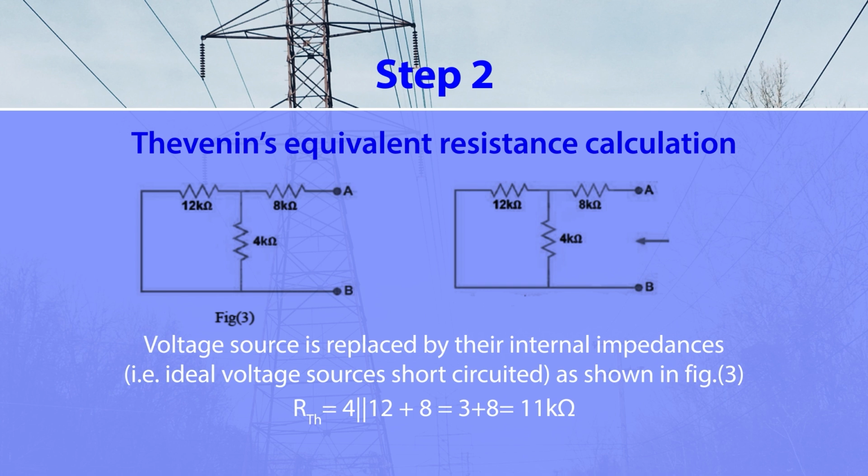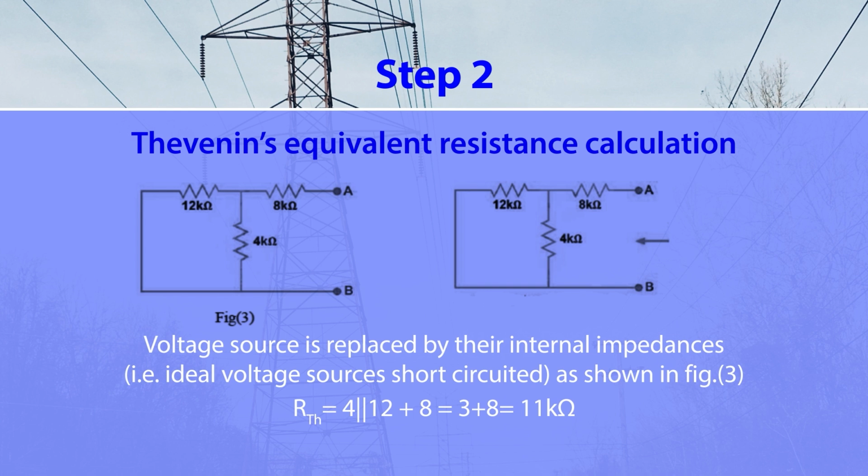So voltage source is replaced by their internal impedance, or you can say resistance, because we are talking about the DC circuit. So RTH can be calculated as equivalent parallel resistance of 12 kilo ohm and 4 kilo ohm, and this equivalent resistance is added with 8 kilo ohm resistance. So if you are calculating the equivalent resistance of 4 kilo ohm and 12 kilo ohm, it comes equal to 3 kilo ohm, and this 3 kilo ohm is added with 8 kilo ohm. So equivalent resistance is coming 11 kilo ohm. So this is how you can calculate the Thevenin resistance.